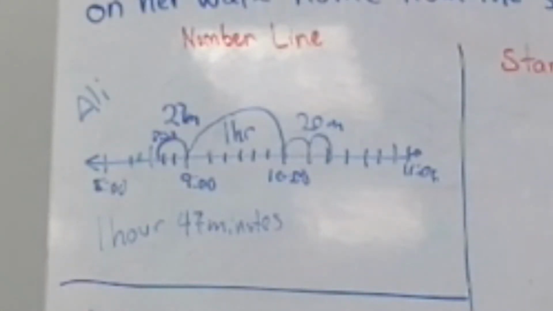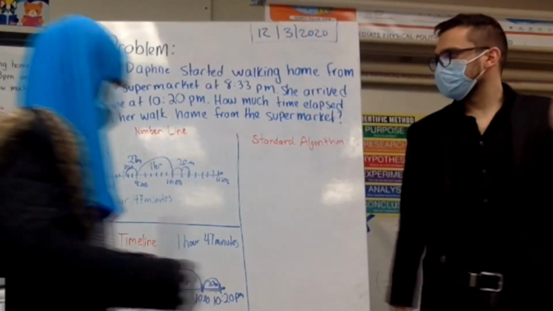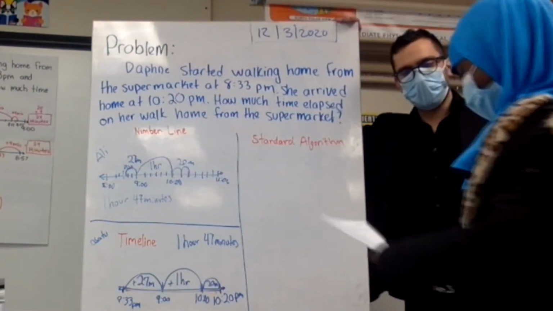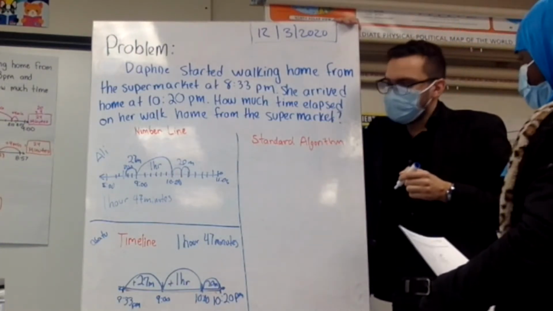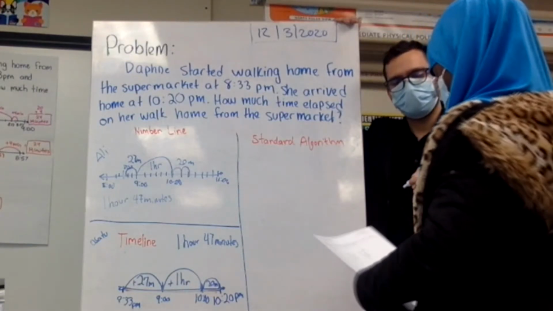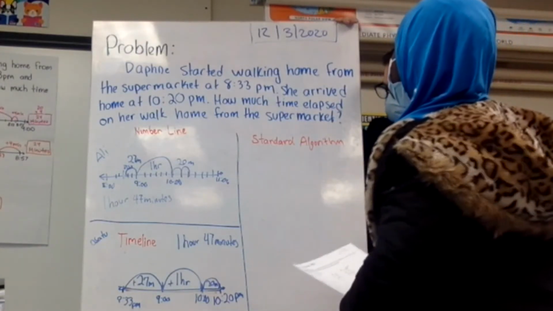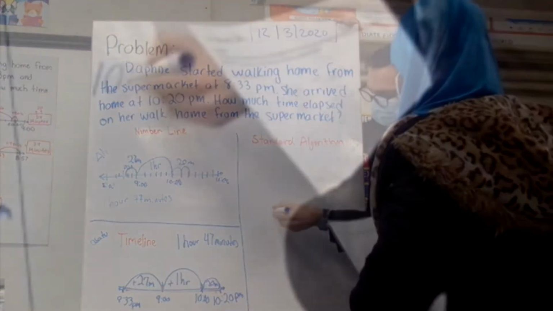How we doing, Fatimata? Would you like to come up and help me out? All right. So Fatimata, what strategy did you use? I used the standard algorithm. Oh, all right. And when you used the standard algorithm, how did you do that? First, I put 10:20. Nice. So we have 10:20 here, and then I put a subtraction sign here. Then I put 8:33 down.